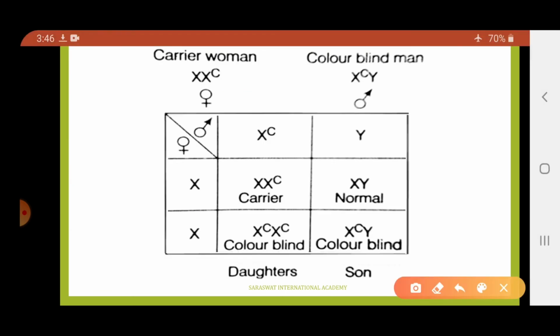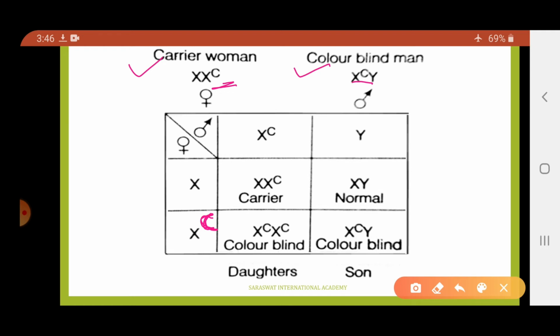Now students, I told you that if a carrier woman mates with a color blind man, then there are chances that a daughter developed through them may be color blind. Now see students, what are the eggs produced? C is the gene representing color blindness. So which types of gametes are produced? The eggs are produced. See students, here there is one mistake, X, and here it will be X C. Listen very carefully. Two types of gametes, X and X C.